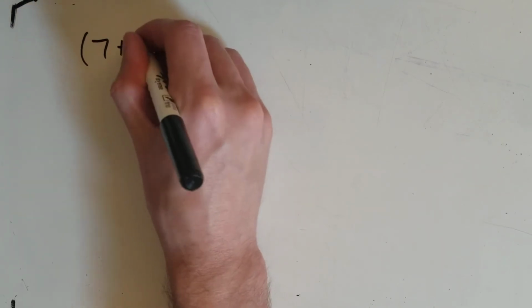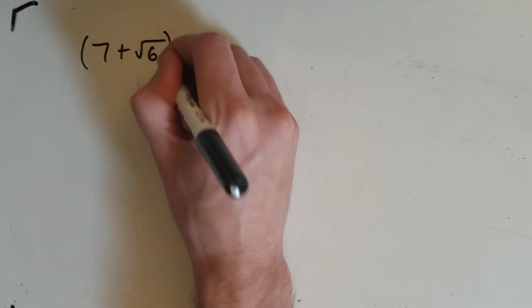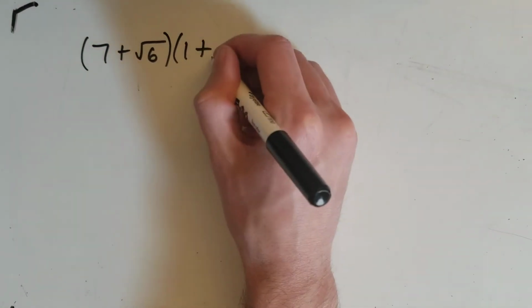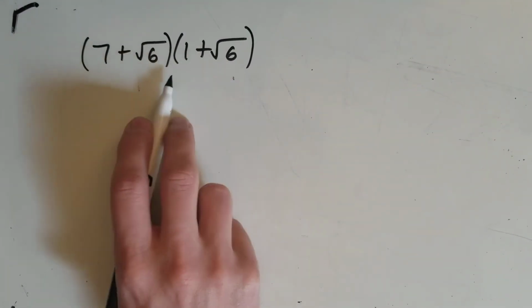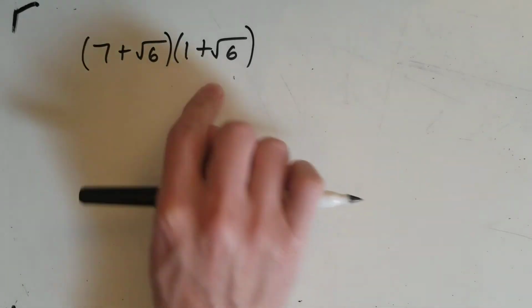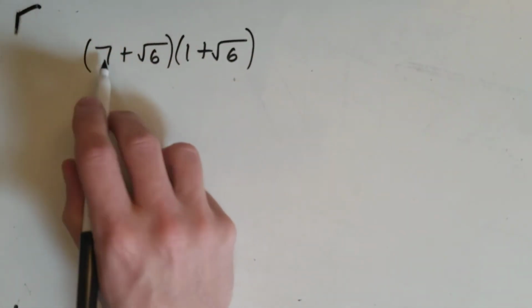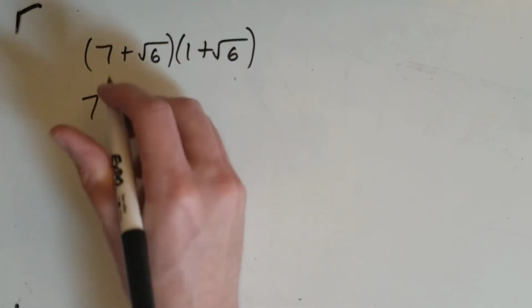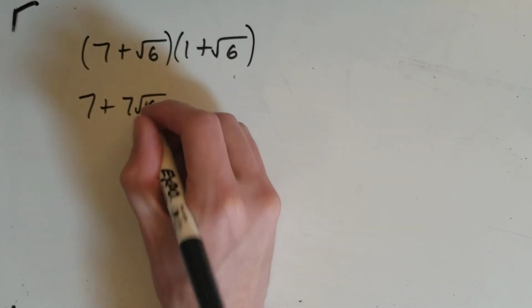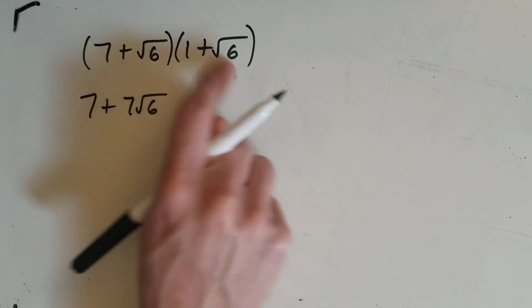So our last two involve foiling now. So we have 7 plus root 6 times 1 plus root 6. So we're multiplying two binomials together. If we could simplify inside, we would, but we can't. So let's go ahead and multiply. 7 times 1 is 7. 7 times root 6 is 7 root 6. That was our first, our outer.